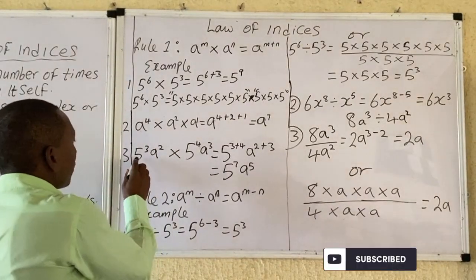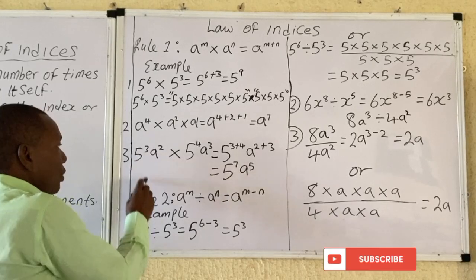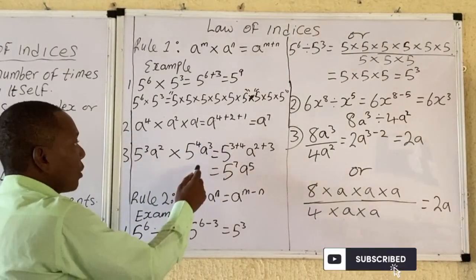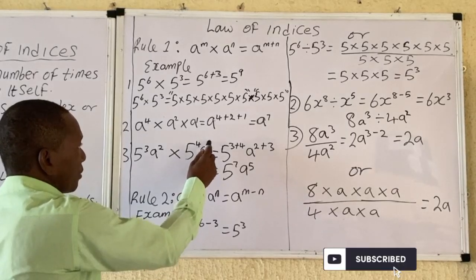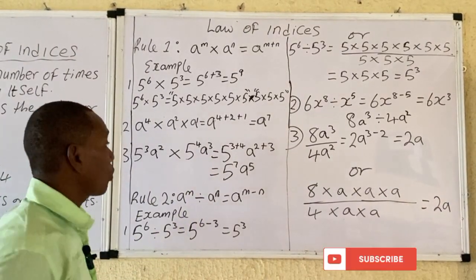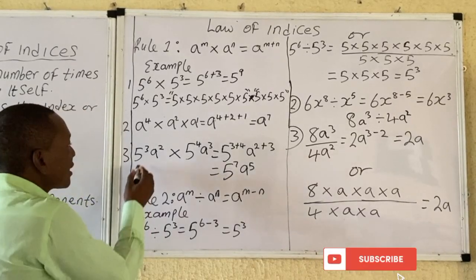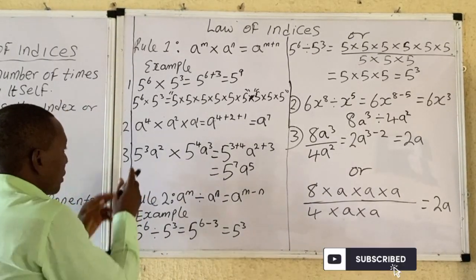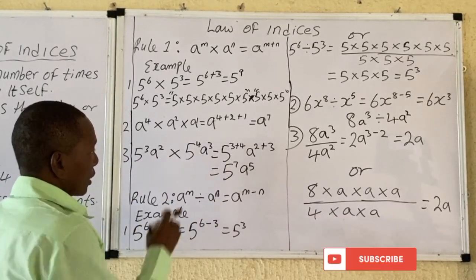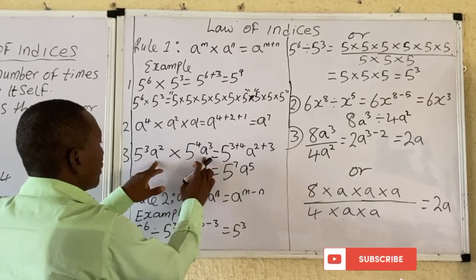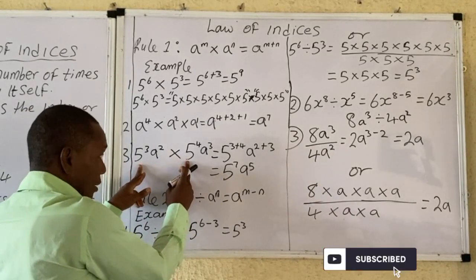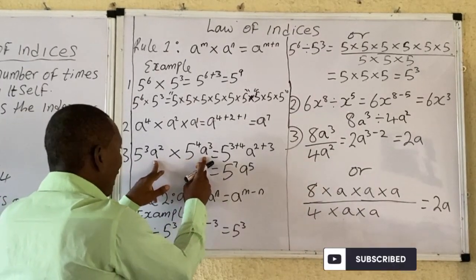We have 5 index 3, A index 2, times 5 index 4, A index 3. We can also say 5 raised to the power of 4. Now, take note, in this case, we have two bases, base 5 and base A. Since we have base 5, let's treat base 5 first, then we'll treat the A.